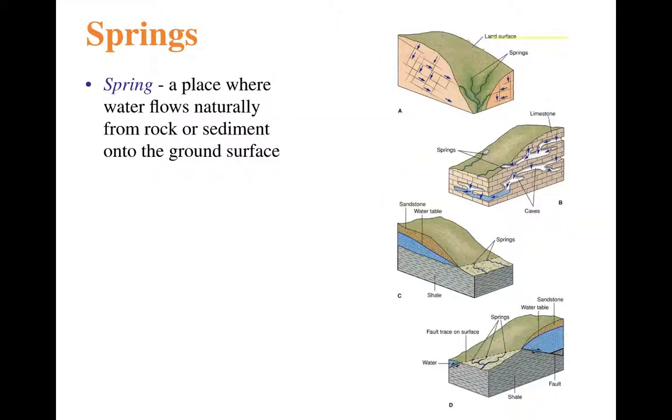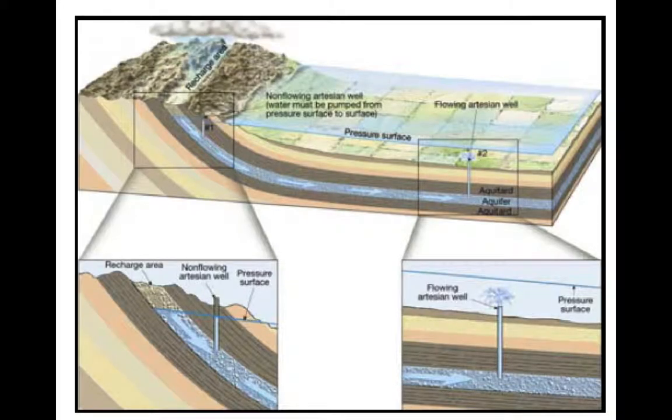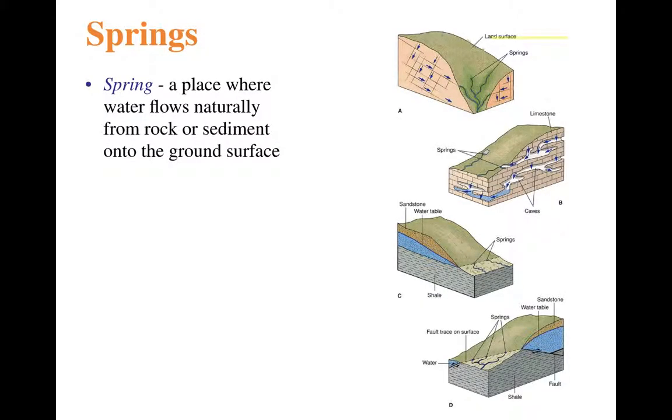Okay, so springs. I'm not talking like birds and flowers, that kind of spring. We're talking water springs. So a spring is where water flows naturally from rock or sediment onto the ground surface. If you want to look, you can see that basically what a spring is, you have water that naturally flows from the rock to the surface, and you can see it's in many different forms.